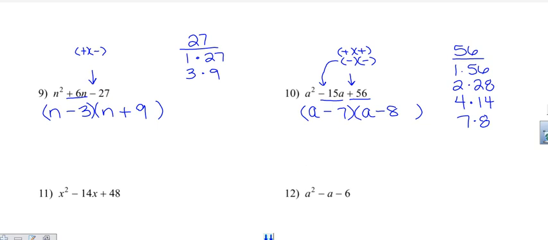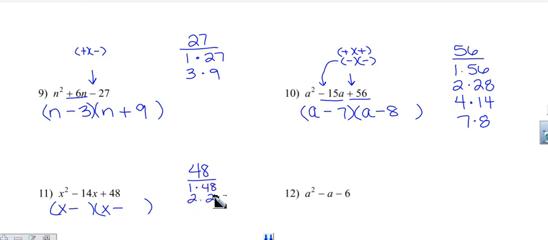All right, number 11 and number 12. Following this same process, on number 11, the x squared breaks down into x times x. My final number is a positive number. So when I'm looking for two things that multiply to a positive, I know they have the same sign, and they're going to have the same sign as the middle term. So both of these are going to be negative. I need two numbers that multiply to 48 that will add to 14.